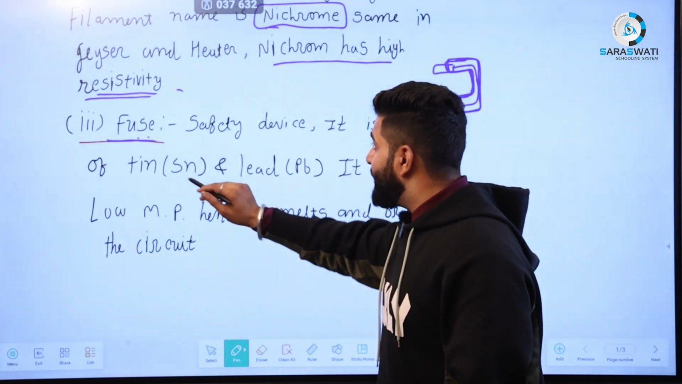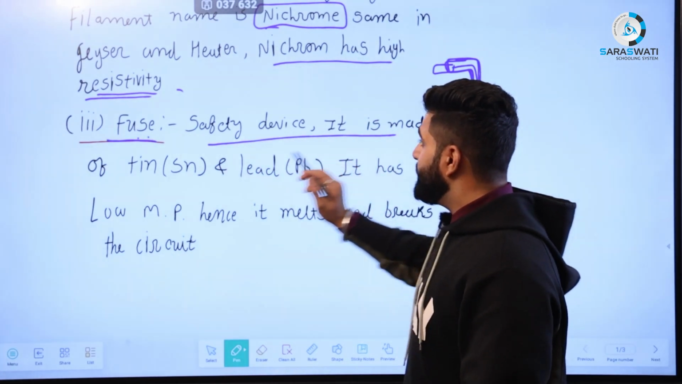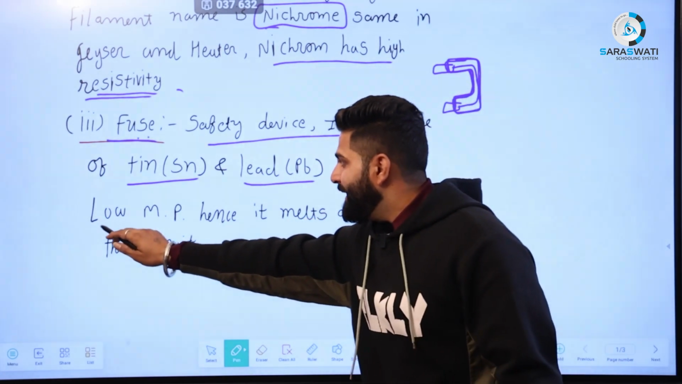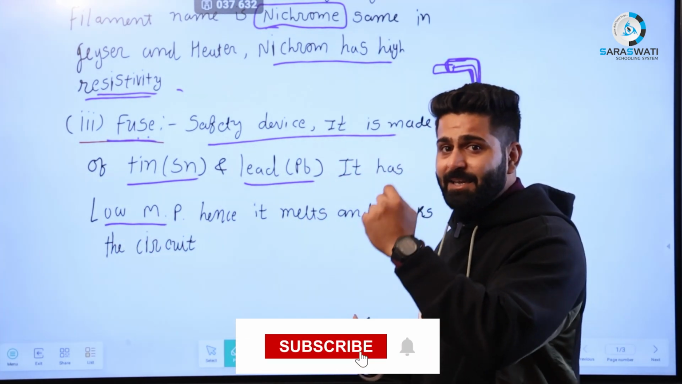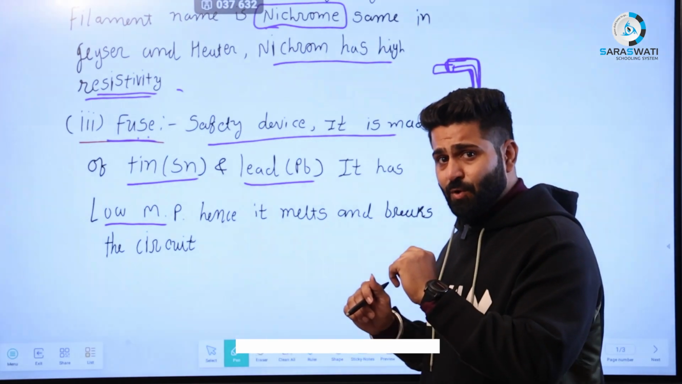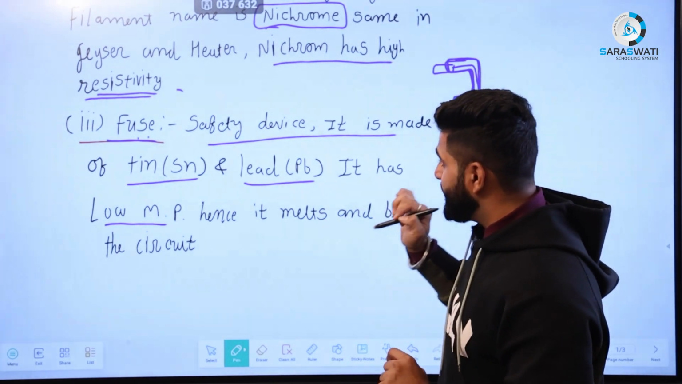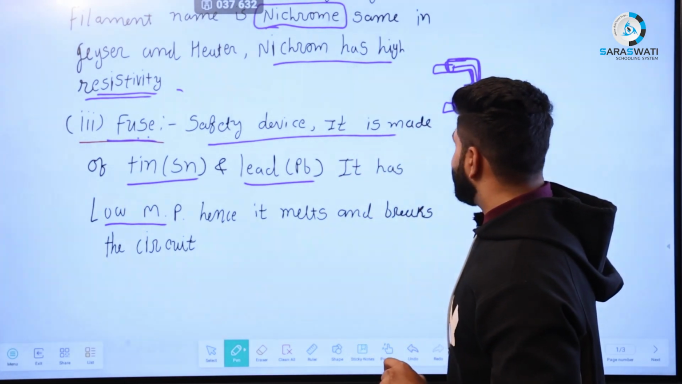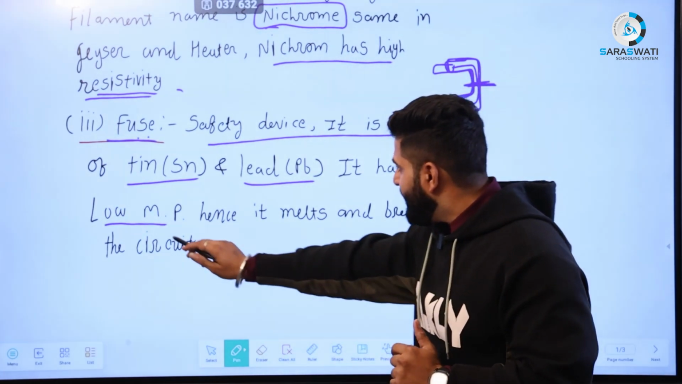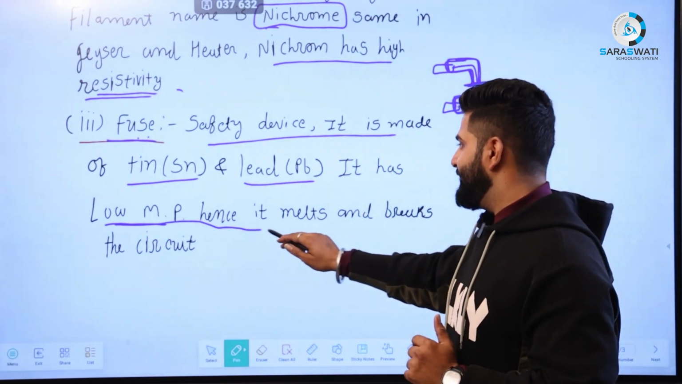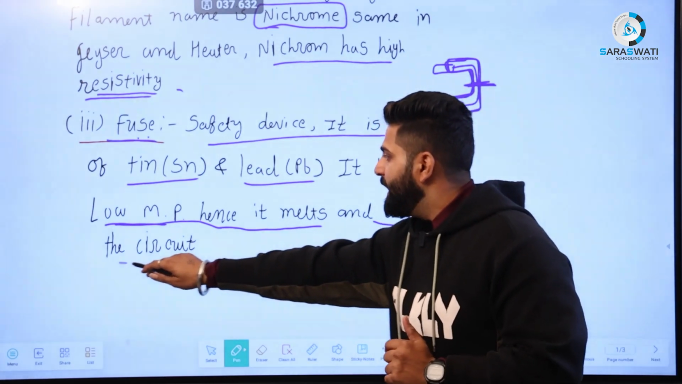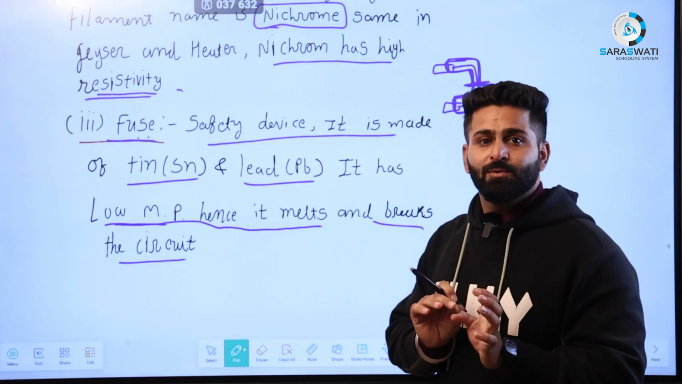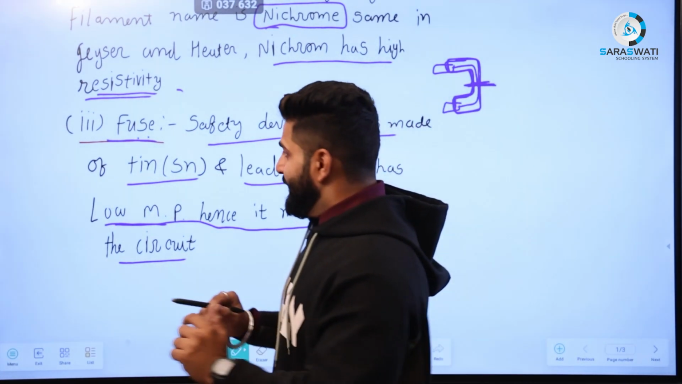What is the meaning of appropriate? It means the safety device is made of tin, Sn, and lead, Pb. It has a low melting point. Why a low melting point? When a hike of voltage enters your household, due to the low melting point, the high voltage melts that wire and your circuit immediately breaks down. Hence, due to the low melting point, it melts and breaks the circuit, so the high voltage does not enter your household and your appliances are safe.